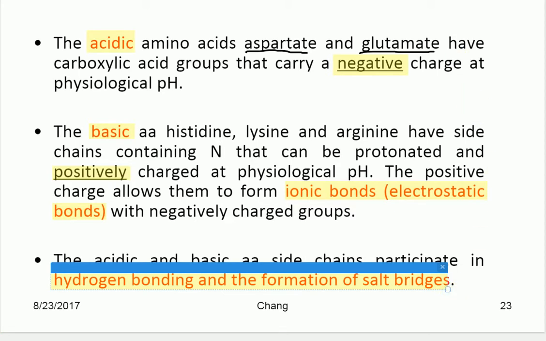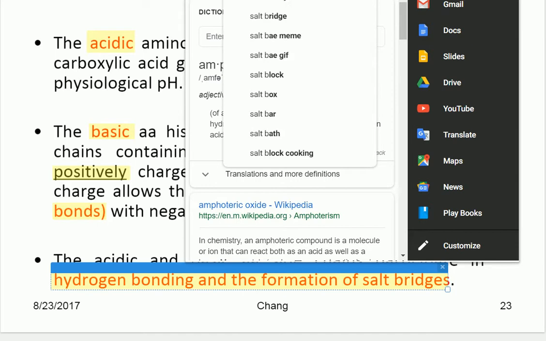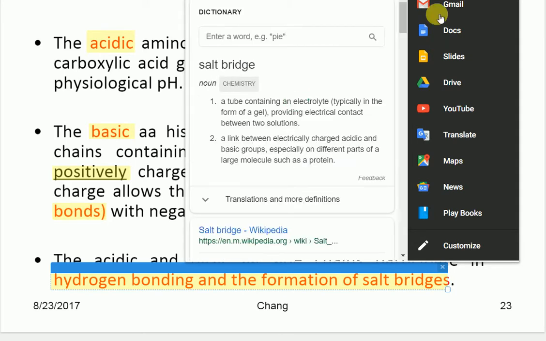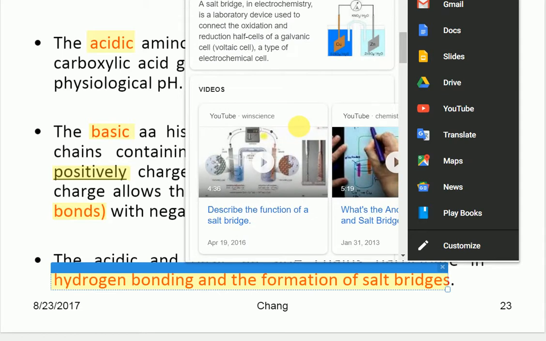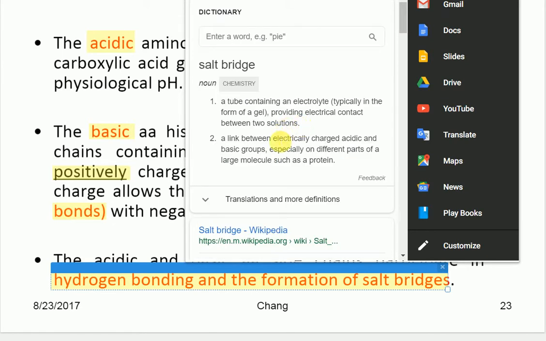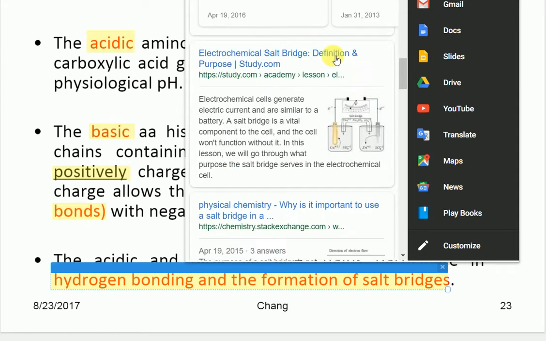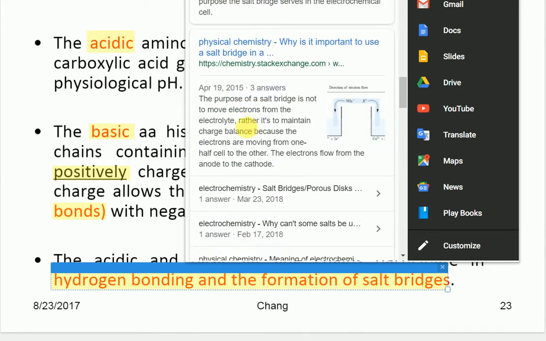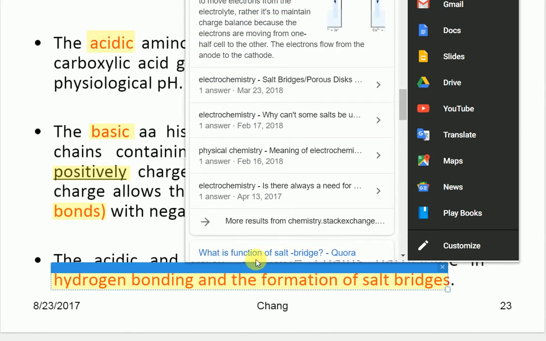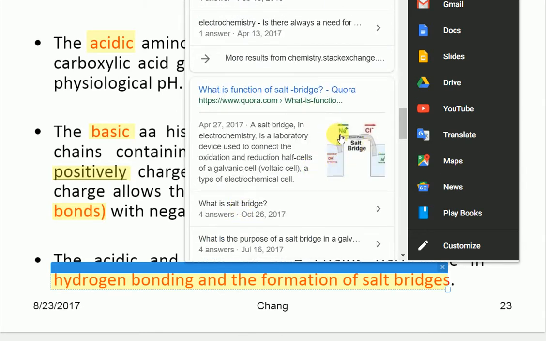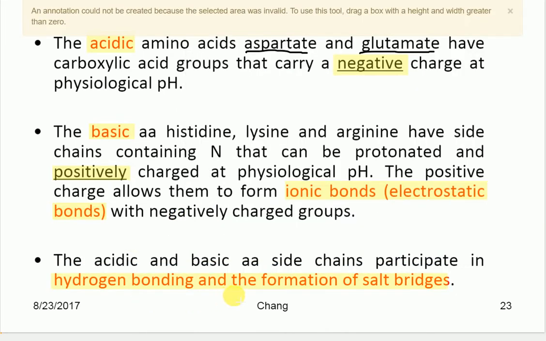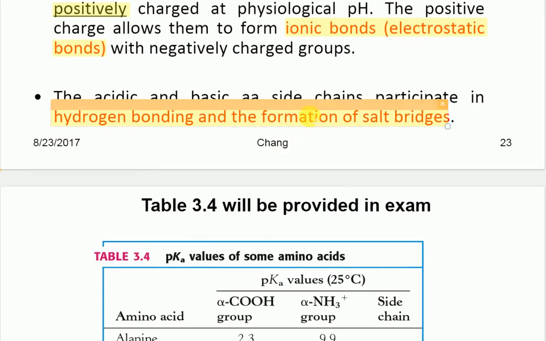Let's try and see what a salt bridge is. Salt bridge in electrochemistry is elaborate. Oh, it's that thing that is involved with movement of electrons. The acidic and basic amino acid side chains participate in hydrogen bonding and formation of salt bridges because of the difference in charges on both sides of the bridge.